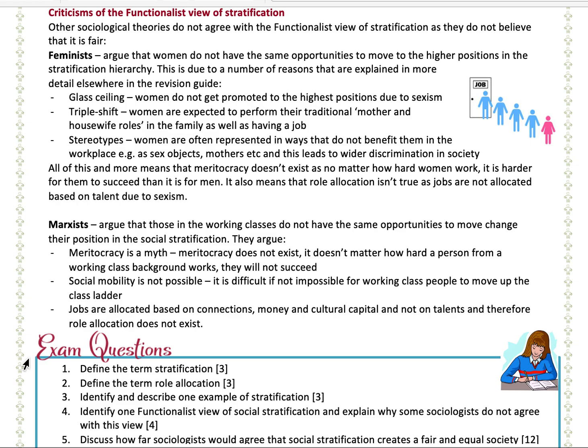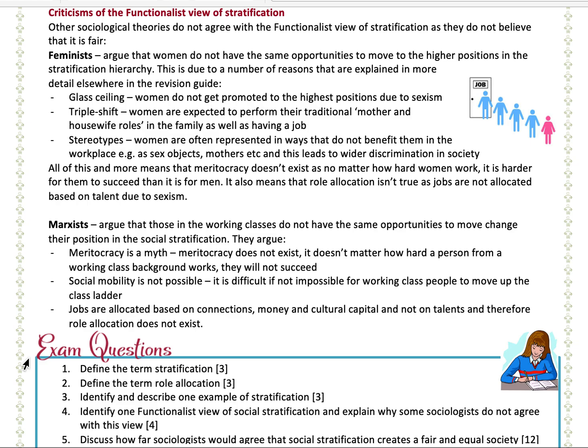Also, Marxists believe that we don't have the opportunity to move up the social stratification system in the same way. They agree with this idea that we live in a closed society based on ascribed status. So meritocracy is a myth. Despite a working class person's hard work, they face many barriers that prevent them from being successful.